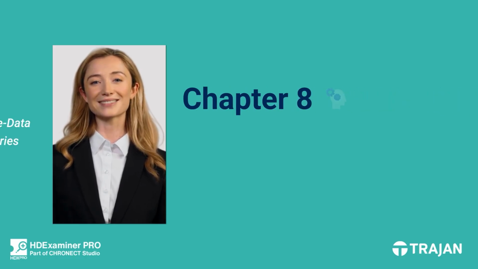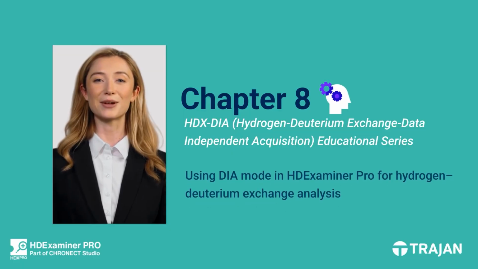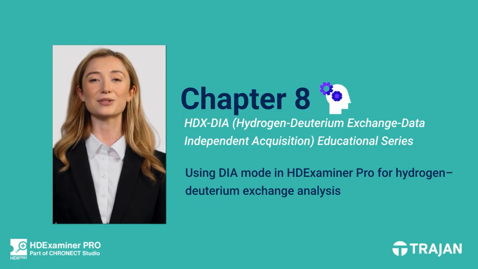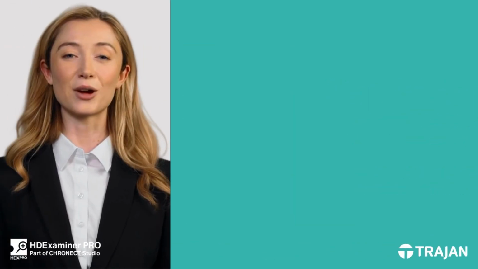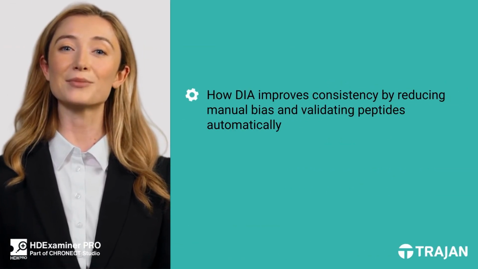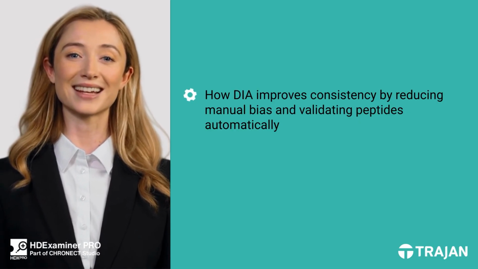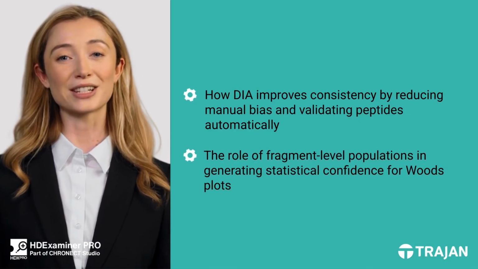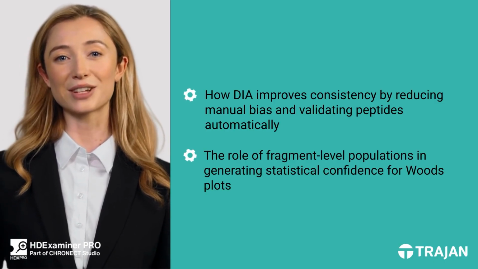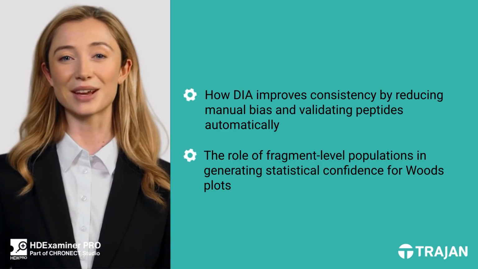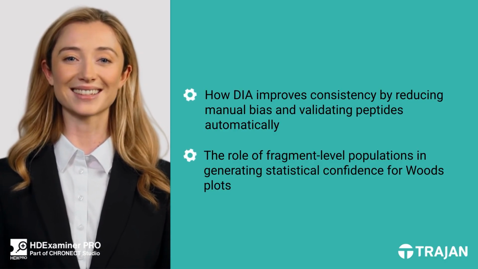Welcome to Chapter 8. Building on everything you've learned so far, we'll explore how DIA mode in HD Examiner Pro takes hydrogen-deuterium exchange analysis to the next level. We'll examine how DIA improves consistency by reducing manual bias and validating peptides automatically, the role of fragment-level populations in generating statistical confidence for Woods plots. By the end of this chapter, you'll understand how DIA delivers not only accuracy, but also deeper confidence in your HDX data.